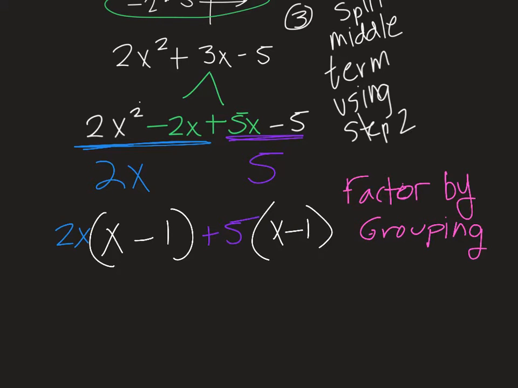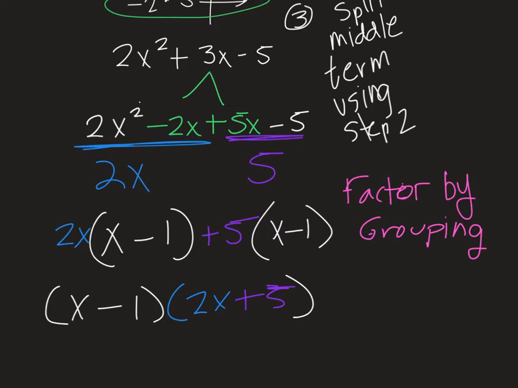How do we know we're on the right track? Because there's an x minus 1 and an x minus 1. I have them both. So all we're going to do, remember, you factor out that common binomial. We don't have to do any sign flipping or anything like that. And it becomes 2x plus 5.